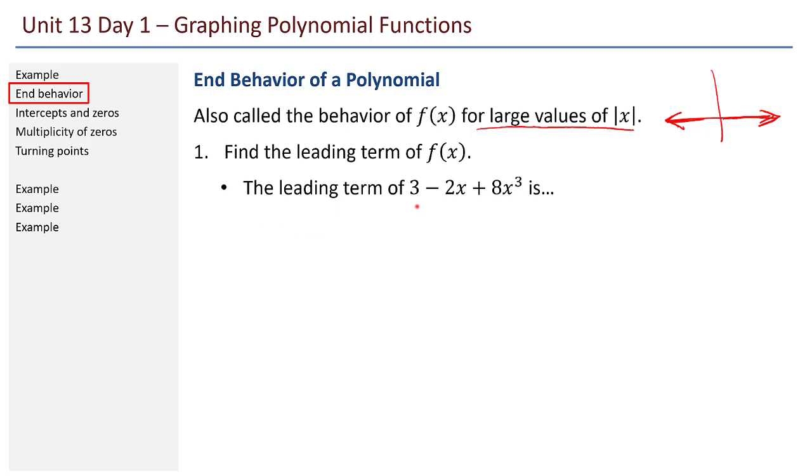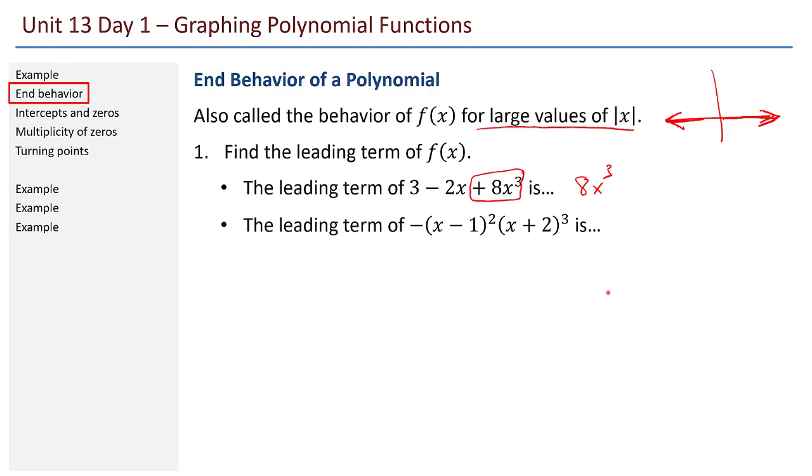For example, what is the leading term of this polynomial? I look for the biggest power of x, and I take that biggest power of x together with the coefficient in front. So I get 8x cubed in this case. How about this one? The leading term of this polynomial. Well, I do need to do some multiplication. I have a negative out in front, and when I expand this factor, I'll get an x squared out. When I expand this factor, I'll get out an x cubed. And x squared times x cubed is x to the fifth, so I get negative x to the fifth power.